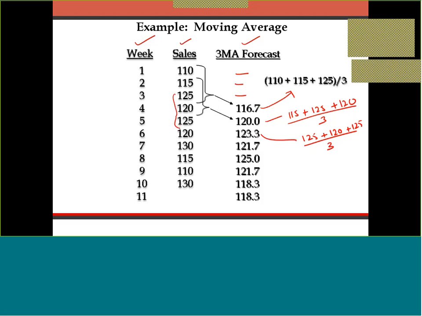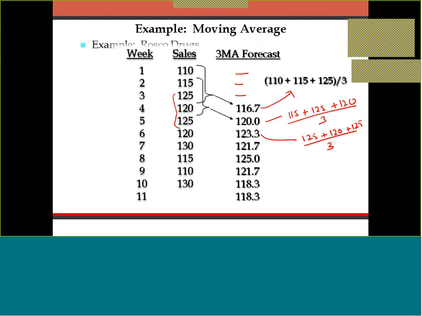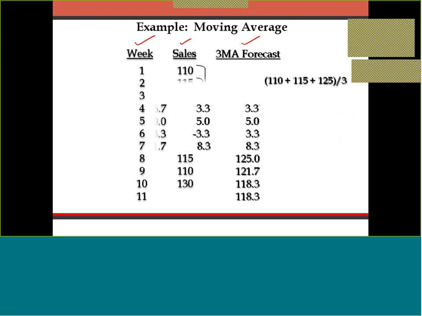That will be given in the question. For how many weeks you have to perform will be given in the question. Weeks 4 to 11, I am asking you. You have to start from 4 and you have to end up with 11. So understood? Now for this 3-period moving average, we will discuss the accuracy.